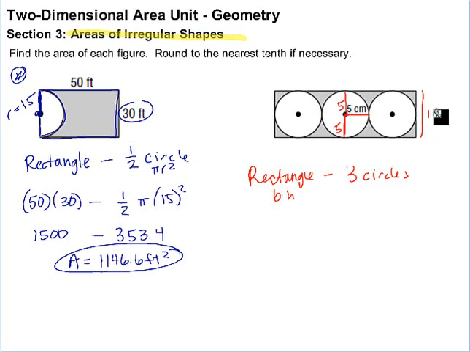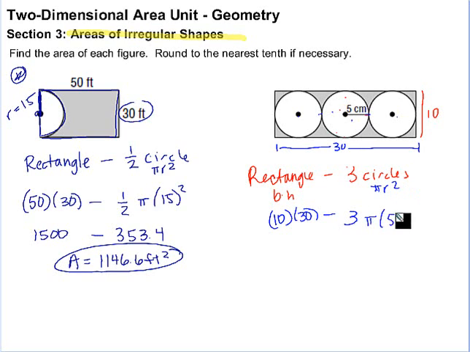Doing the same type of logic, if this is 5, this whole diameter of the circle is 10, and there's 1, 2, 3 of them, so this length would be 30. Finding the area of our rectangle, we will just take 10 times 30. And we're going to subtract off 3 times the area of our circle, which is pi r squared, so times pi, and the radius is 5, so 5 squared.